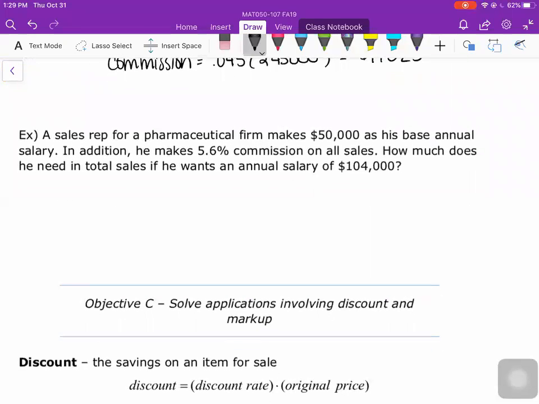A sales rep for a pharmaceutical firm makes $50,000 as his base annual salary. In addition, he makes 5.6% commission on all sales. How much does he need in total sales if he wants an annual salary of $104,000? Reread the problem to yourself. What do you think we need to find first?